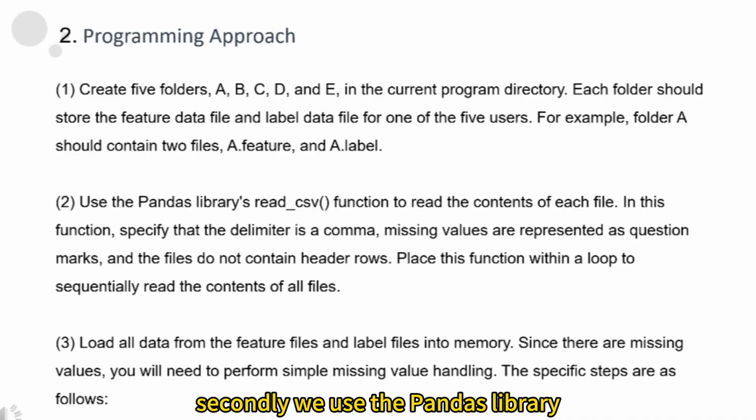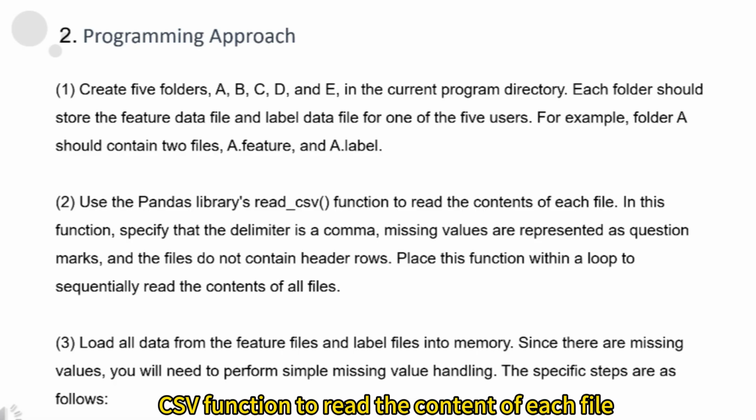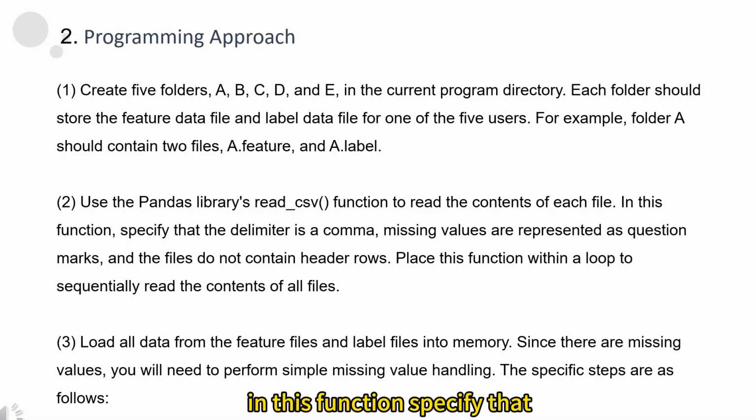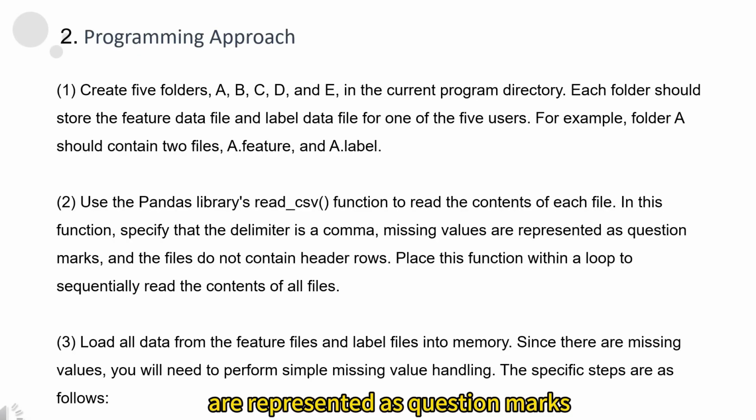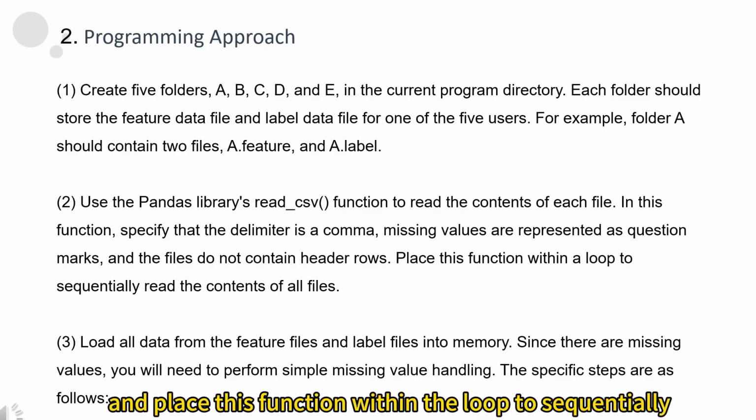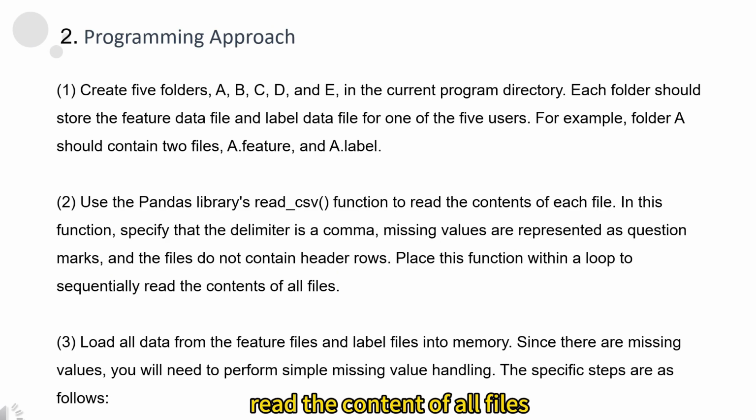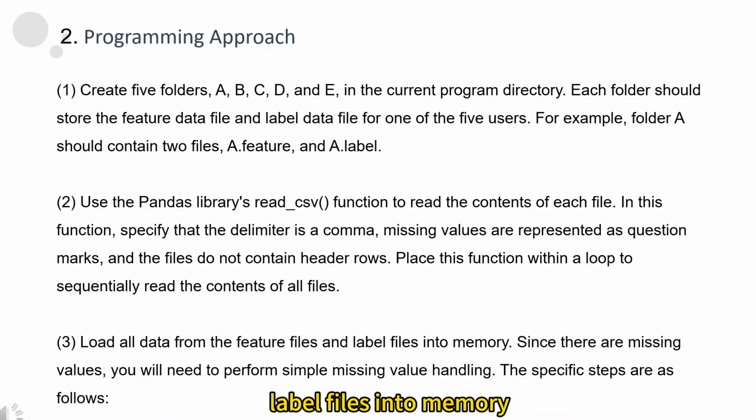Secondly, we use the pandas library read_csv function to read the content of each file. In this function, specify that the delimiter is a comma. Missing values are represented as question marks, and the files do not contain header rows. Place this function within the loop to sequentially read the content of all files. And finally, load all data from the feature files and label files into memory.